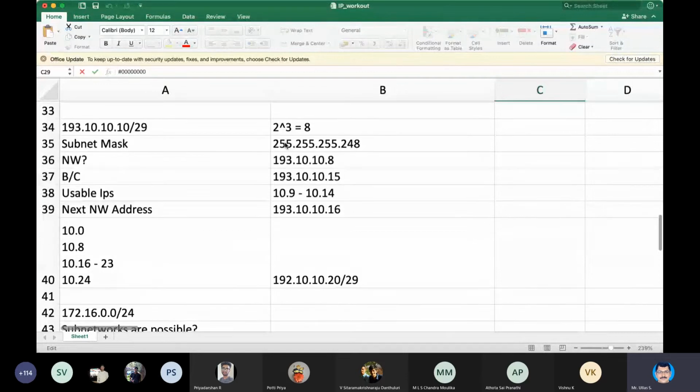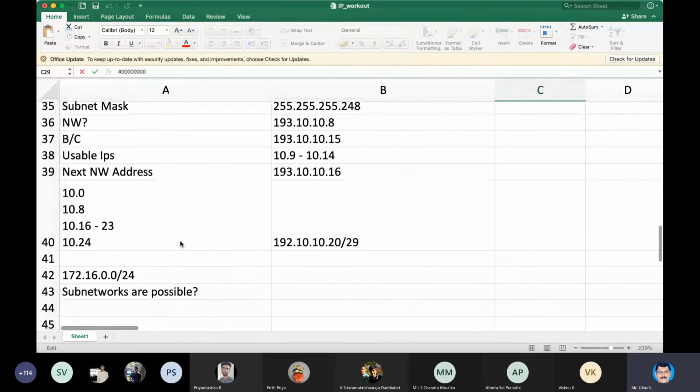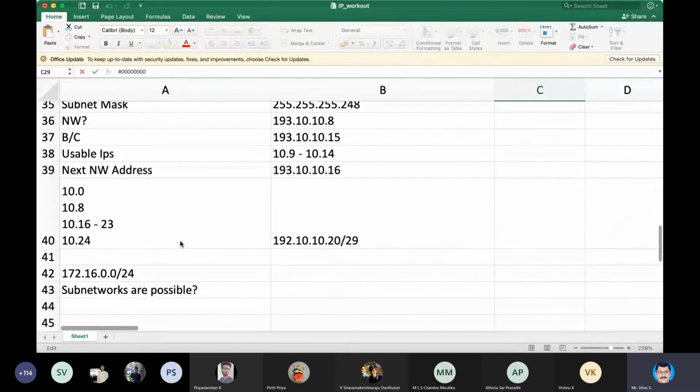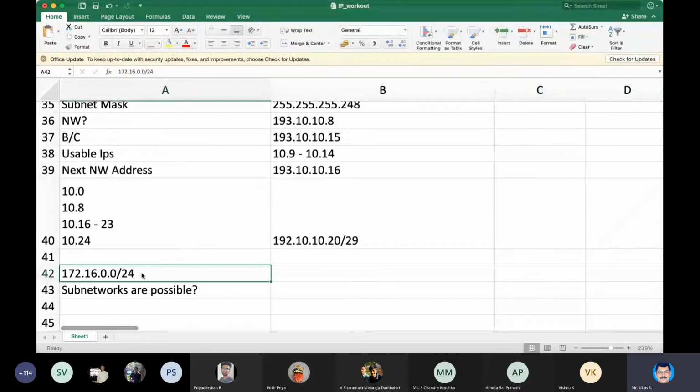Now here, instead of part of an octet, I am subnetting the entire octet itself. In class B, by default it is supposed to be /16. Now it is /24. That means this entire octet I am subnetting. In that case, what would be the subnetworks? Can I call somebody and ask?